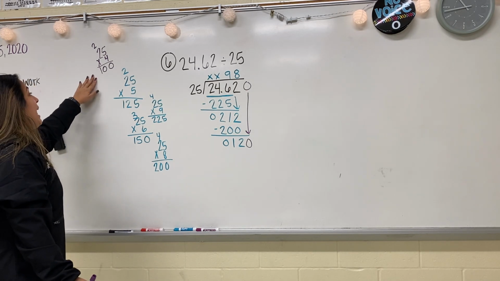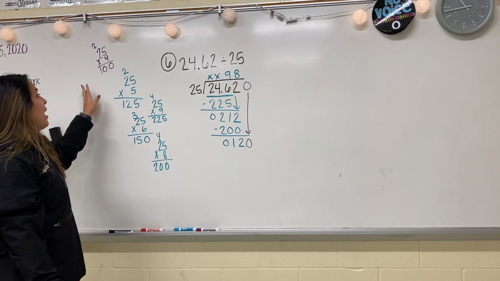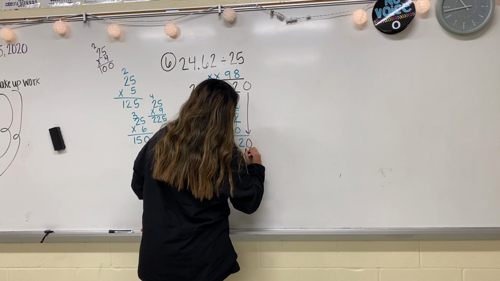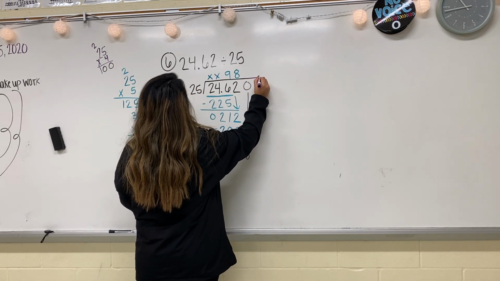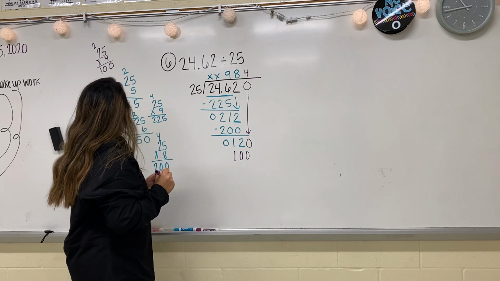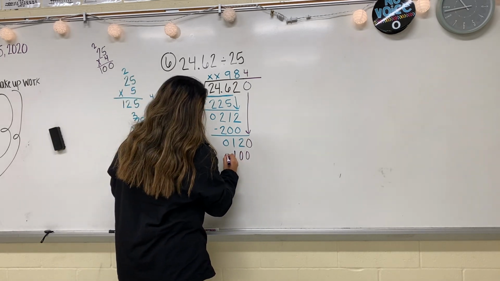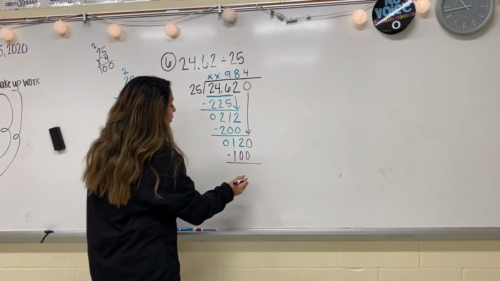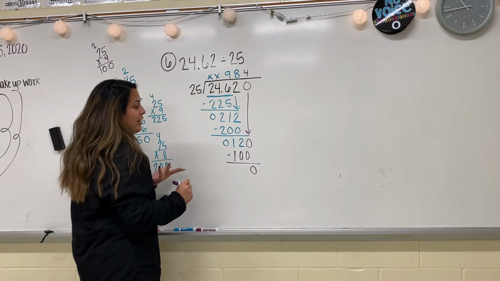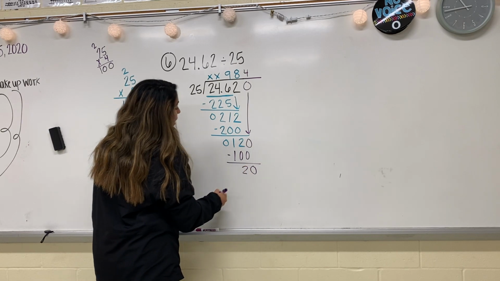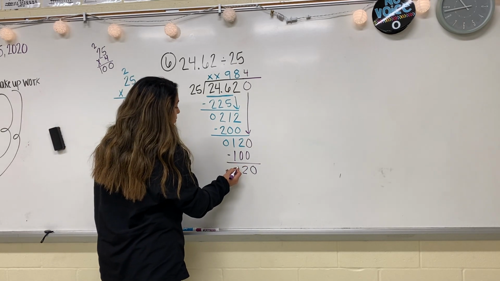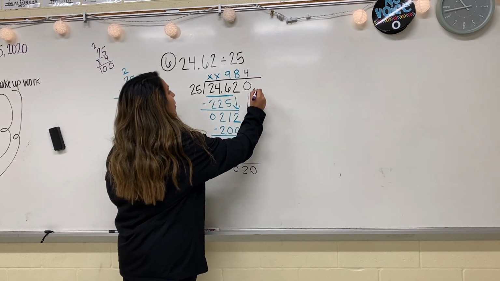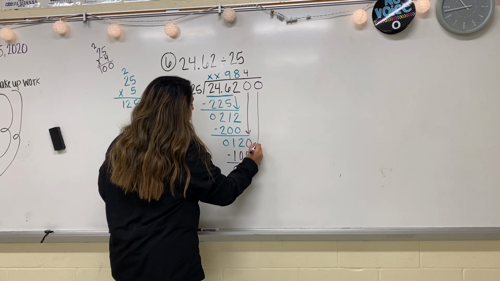That's as close as I'm going to get because if I do 25 times 3, I'm going to get a smaller number than that. So I'm going to do 100 right here. Make sure I don't forget to write my 4 above the 0. 4 times 25 is 100. I'm going to subtract. 0 minus 0 is 0. 2 minus 0 is 2. And then 1 minus 1 is 0. 25 can't go into 20, so I'm going to add another 0.